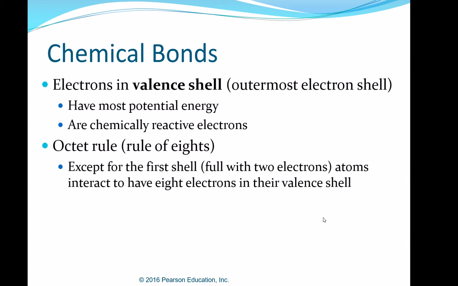And chemical bonds follow a principle called the octet rule, which essentially states that with the exception of the first shell of electrons, and really this mostly affects really small atoms like hydrogen, all of the other atoms want to interact with other atoms so that their valence shell is full, and it's considered full when it has 8 electrons in the valence shell. And so that's why it's the octet rule, or the rule of 8s.